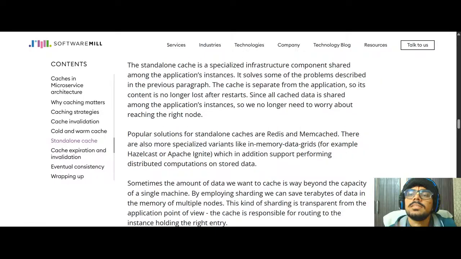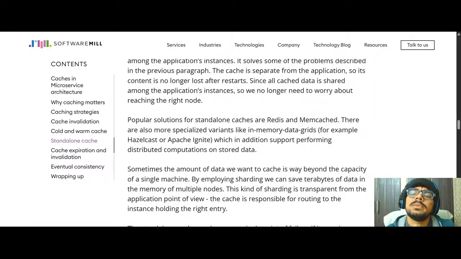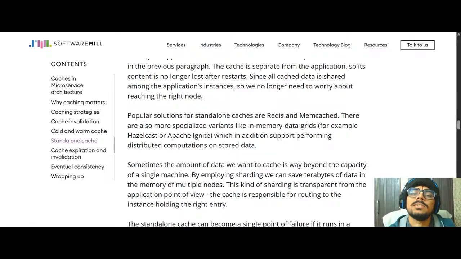Standalone cache is specialized infrastructure components shared amongst the application instances. It solves some of the problems described in the previous page. The cache is separate from the application, so its content is no longer lost after the restarts.